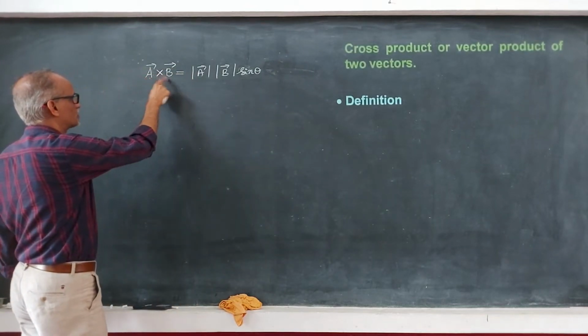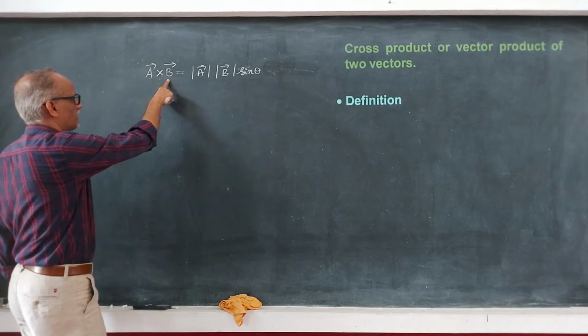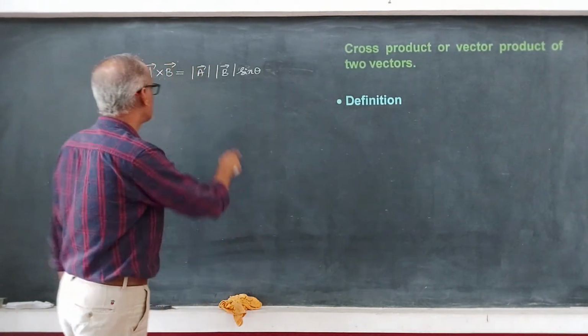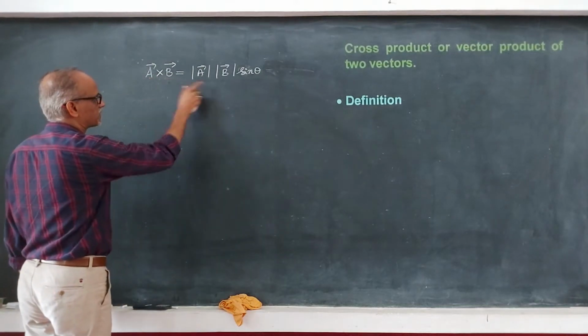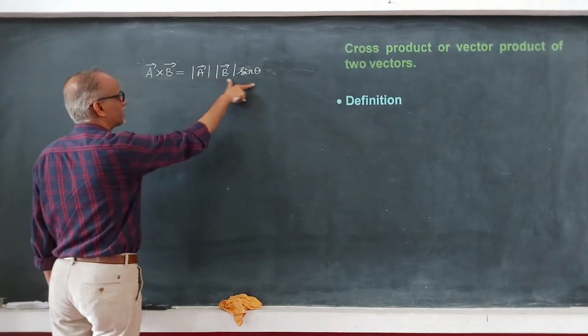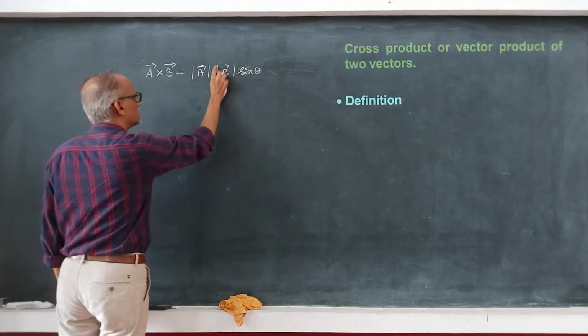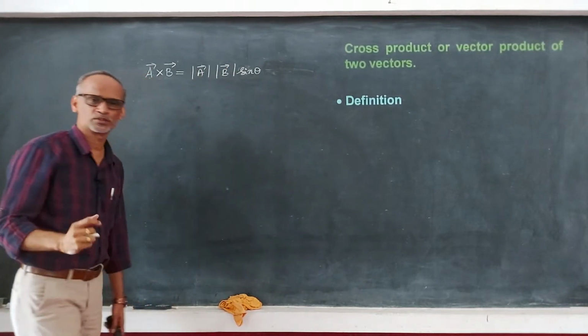When you multiply two vectors, we get either a scalar or a vector. In dot product, we get a scalar quantity, but here we get a vector quantity. But you can see on the side, we do not have any vector because this is a scalar, magnitude is always a scalar. This is also a scalar, this is also a scalar. So, we should get a vector.